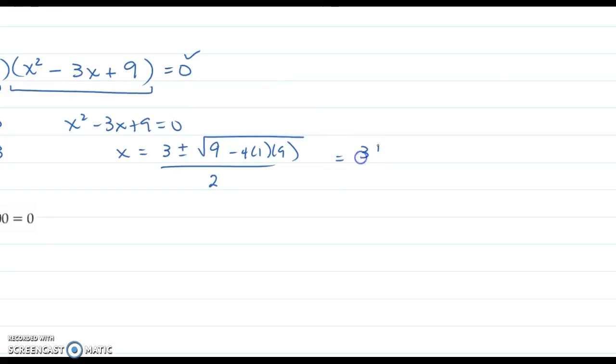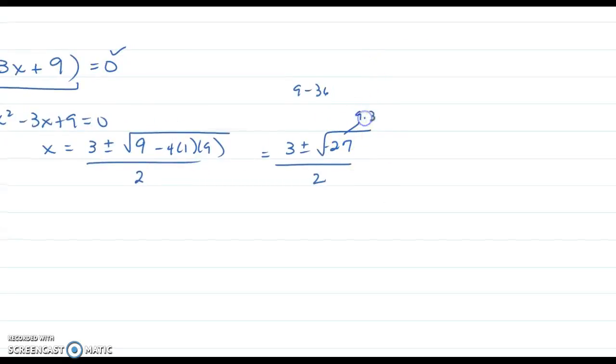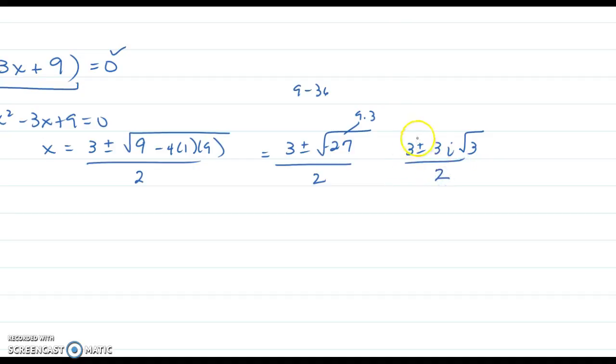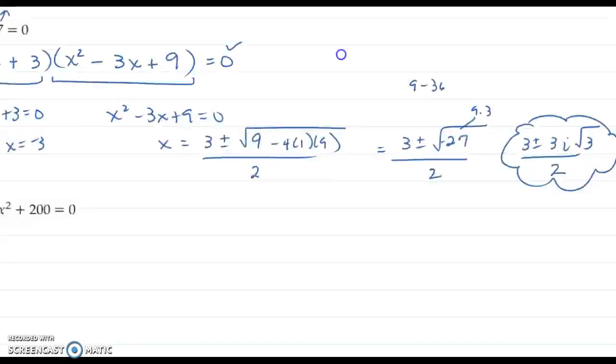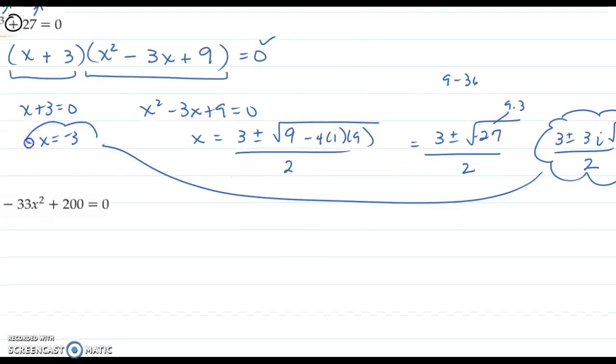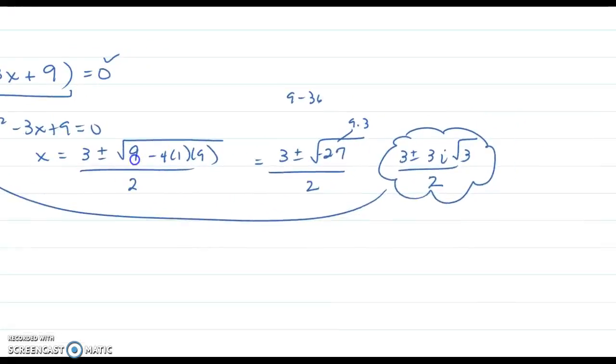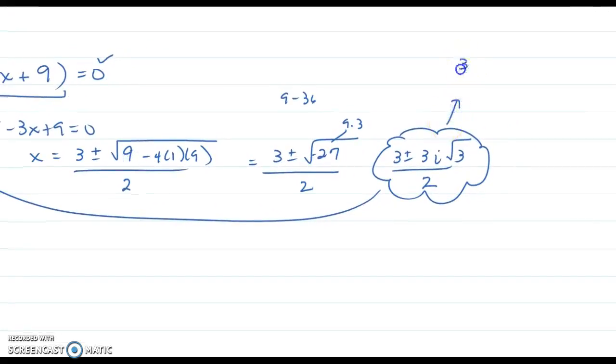And then I have 3 plus or minus the square root. I have 9 minus 36. 9 minus 36, was that going to be 27? Negative, over 2. And again, 27 is 9 times 3. So that gives me 3 plus or minus 3i times the square root of 3 over 2. So I have those 2 roots along with that as the solution. And again, we can rewrite that. It could be 3 halves plus or minus 3i square root of 3 over 2.